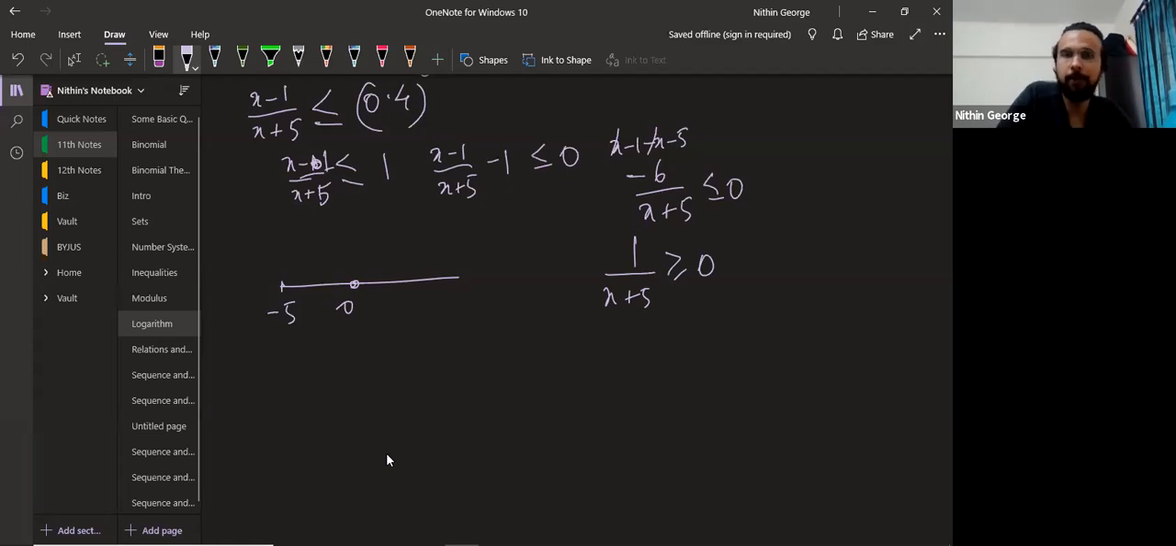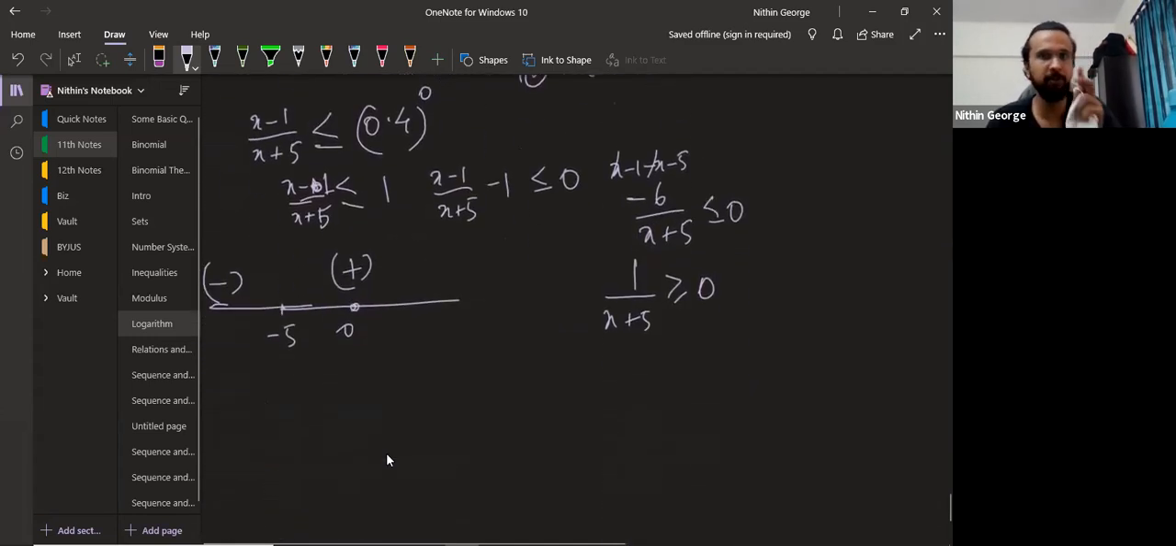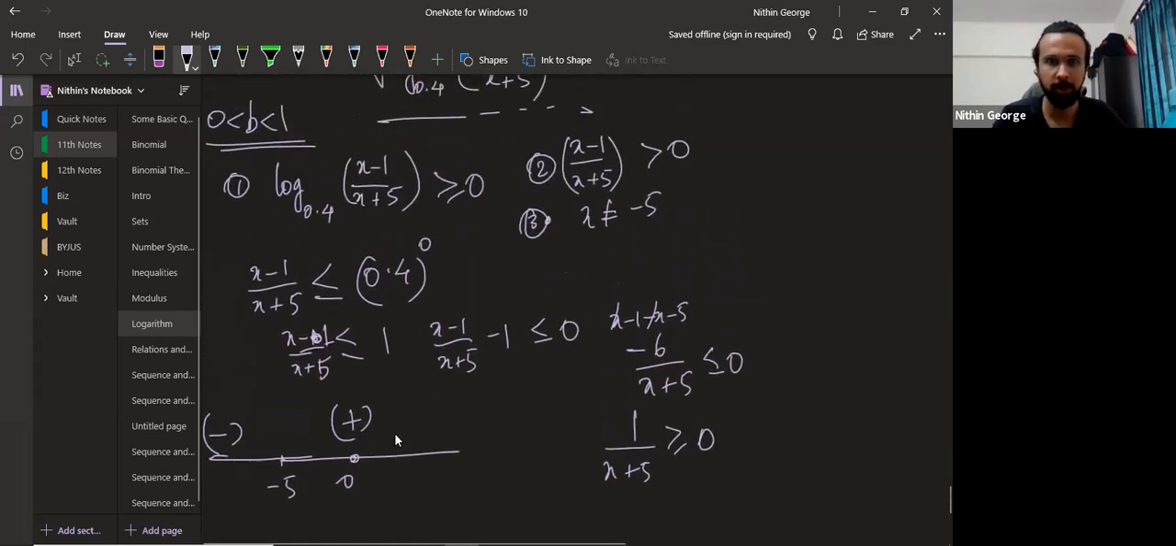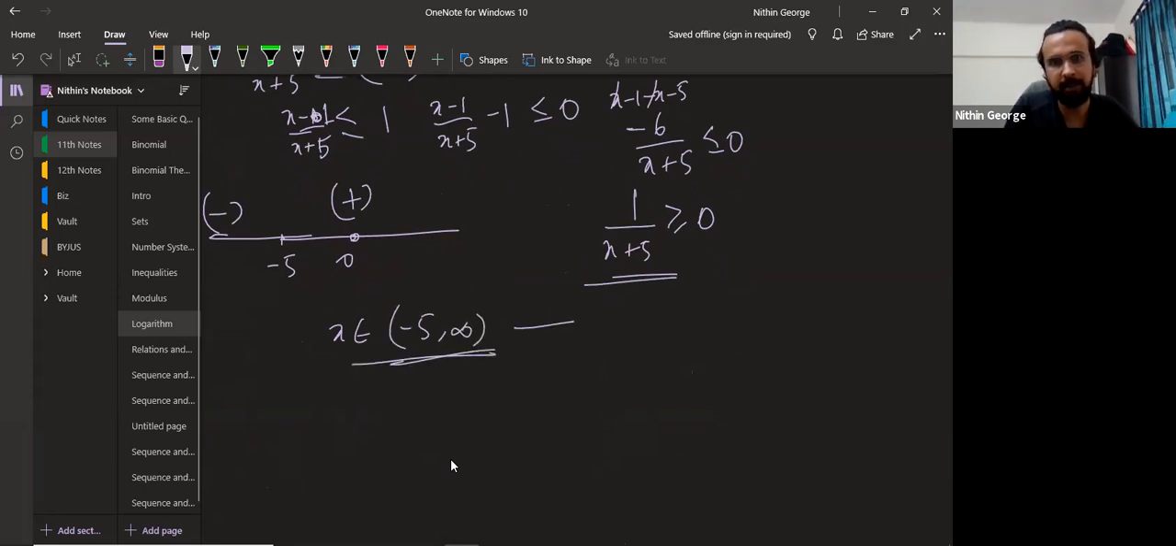Now, when x is greater than minus 5, what happens? 1 by x plus 5 will always be positive. When x is less than minus 5, 1 by x plus 5 will be negative. x cannot be minus 5, just keep note of that. So we've incorporated the third condition into the first one also, so we don't need to look at the third one again. What do I say about the value of x that is permissible here? x is between minus 5 and infinity. This is the first part.